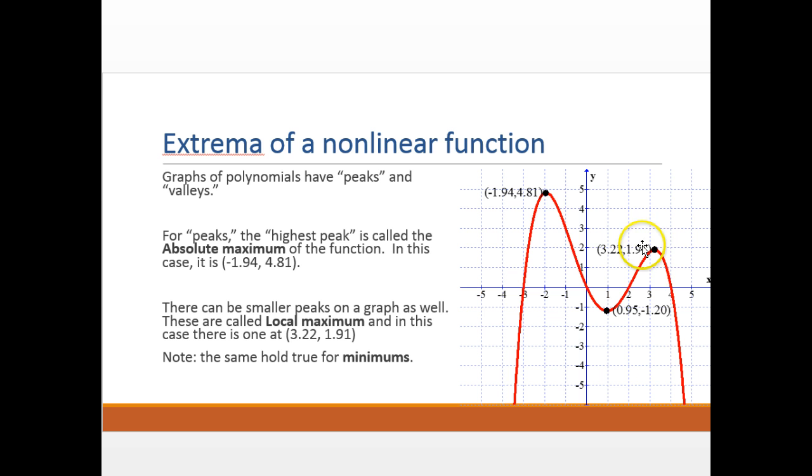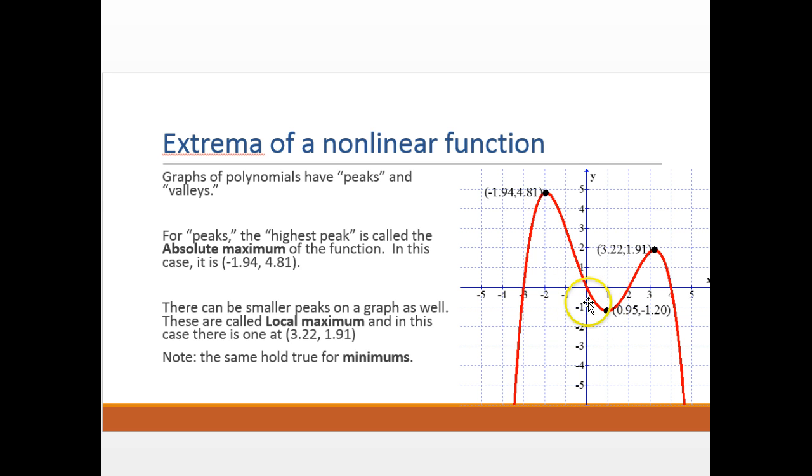Now this is also a peak, but it's not an absolute maximum. It's not the highest peak. It's what's simply called a local maximum. It's higher than any other point around itself. This valley here, we call valleys minimums. So hence this again is a local minimum.